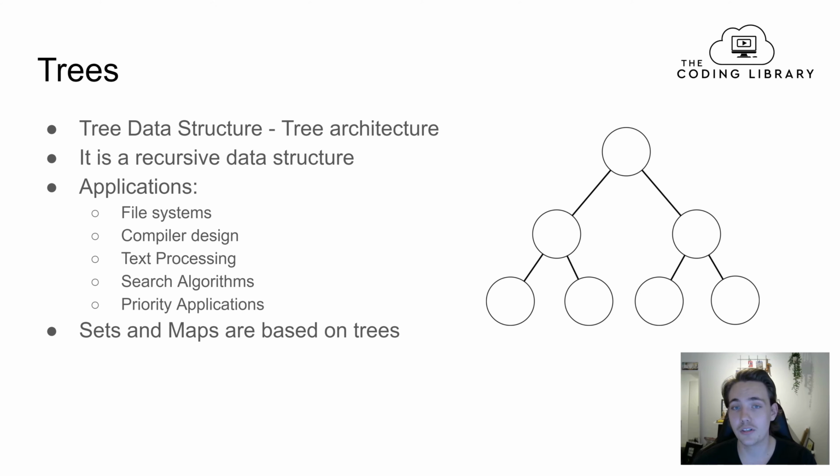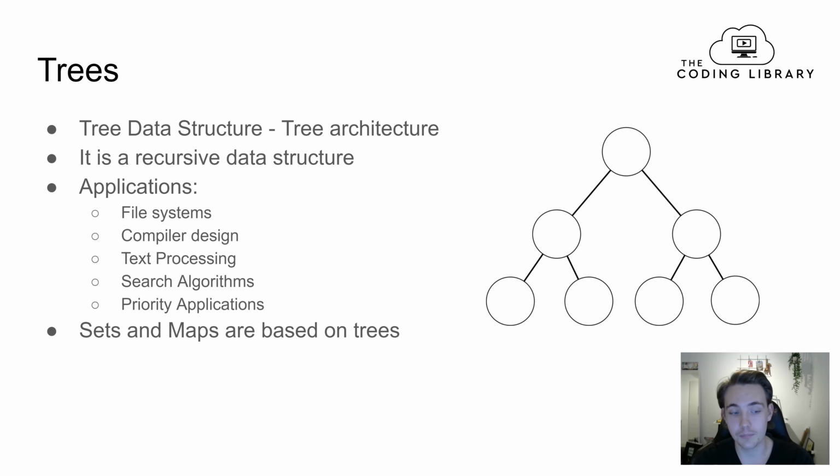There are a lot of different kinds of applications for trees, and some of them are very important. A file system could, for example, be based on a tree architecture where we have the folders, and each folder can contain folders or files, which will just be nodes inside of that folder, or nodes in a subtree. We can also have it for compiler design, text processing, and some search algorithms, as we're going to talk about when we use binary search trees in this video as well.